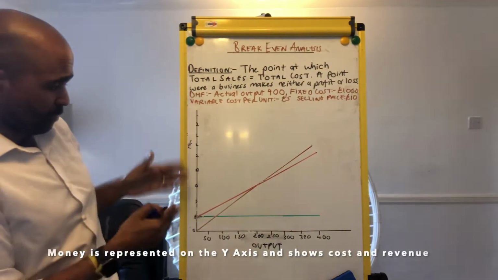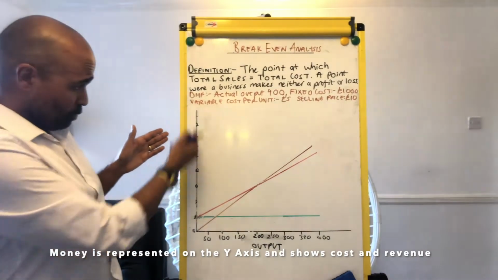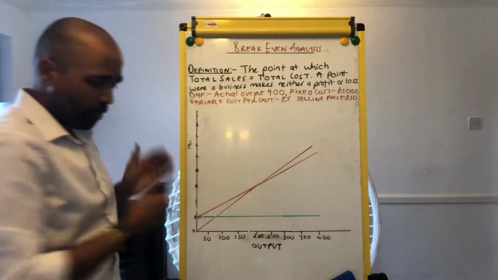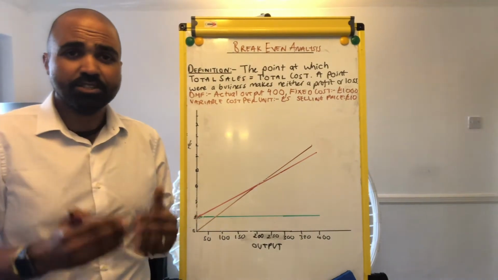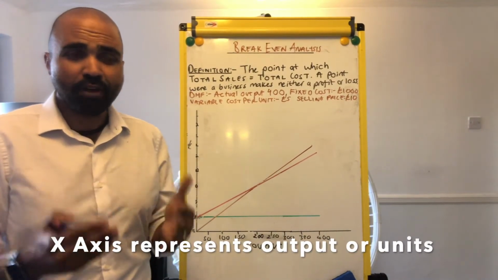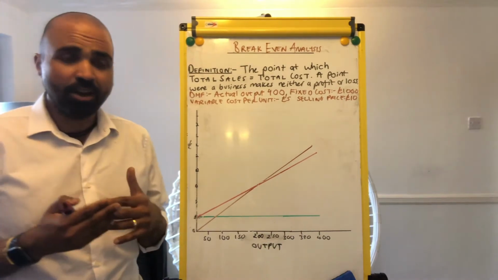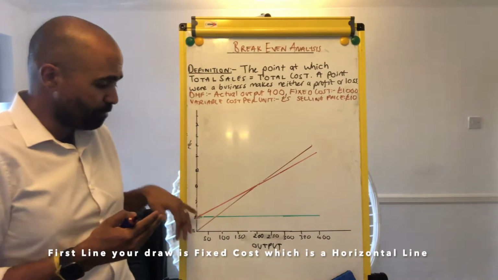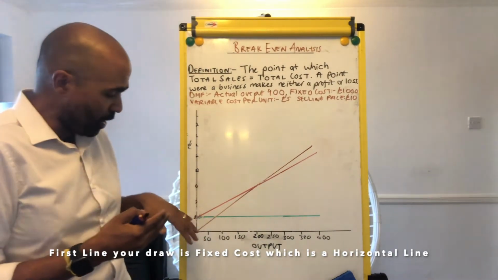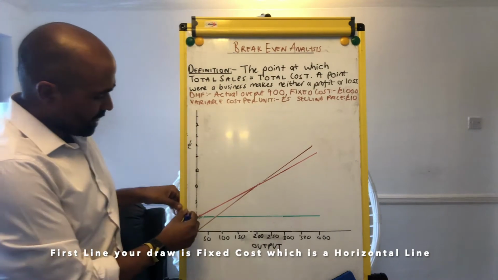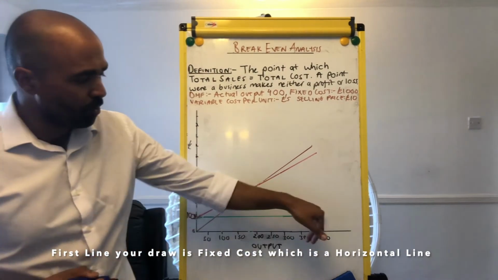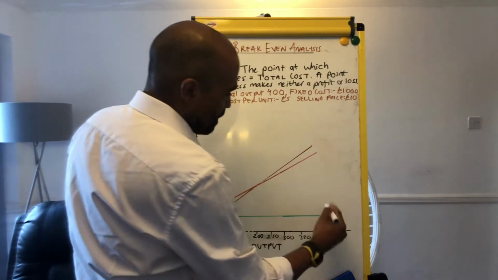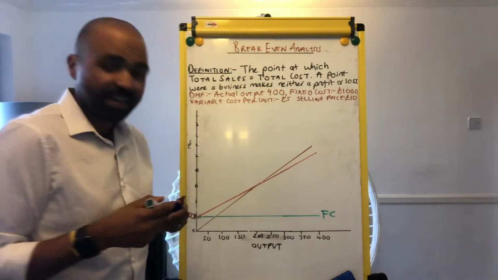The graph will be representing two things: pounds on the vertical axis, and on the horizontal axis we look at output. We generally put in 3 lines in a break-even graph. The first line, which is the easier one to put in, is the fixed cost line. That is the horizontal line. Remember, the fixed cost stays the same regardless of output, and the fixed cost was £1,000. So we put 1,000 and we draw a horizontal fixed cost line, and we label that in green, fixed cost. I'm going to abbreviate that to FC.